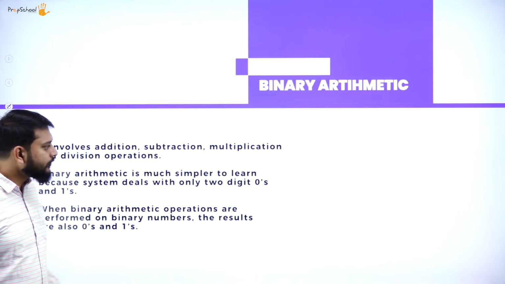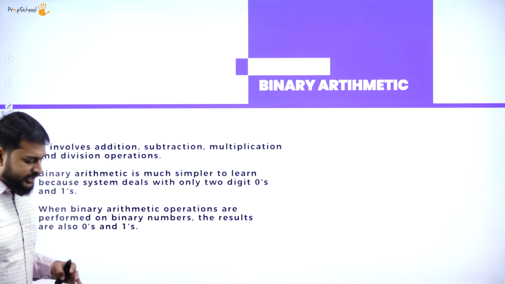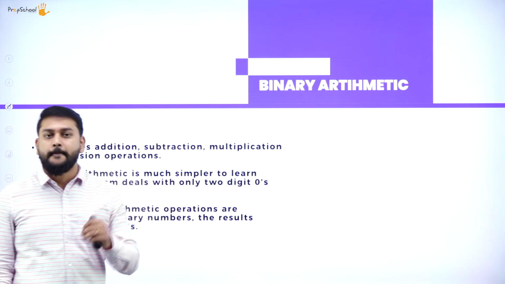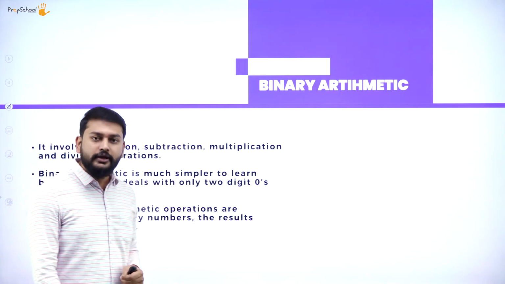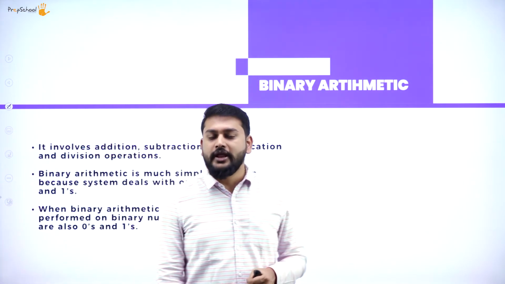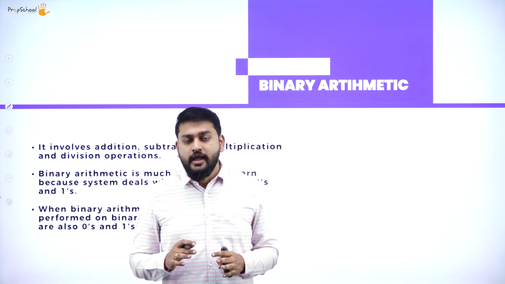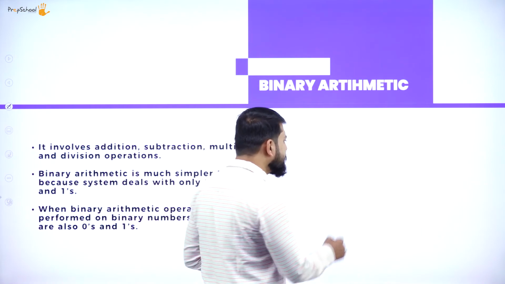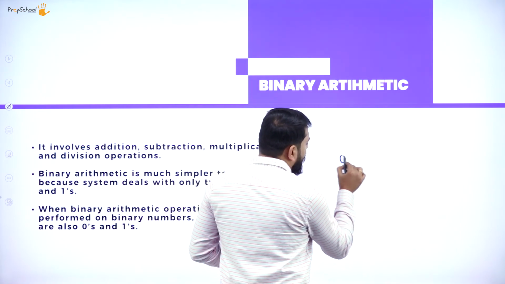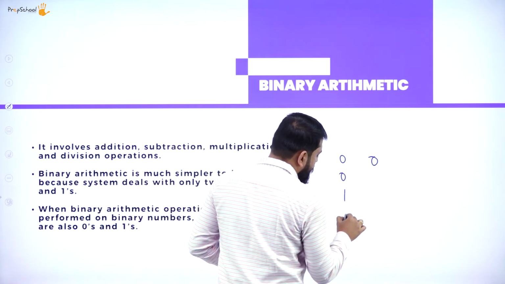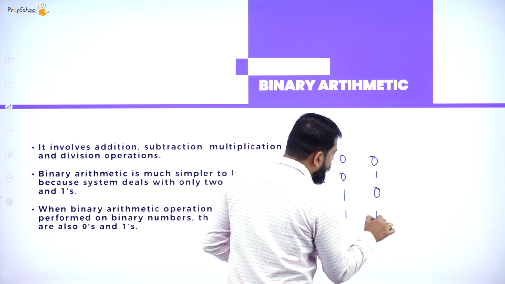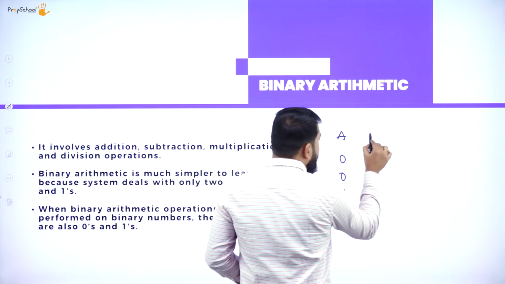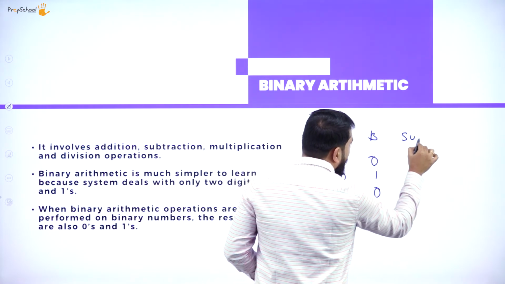All right. So we have binary arithmetic. We can perform all the arithmetic operations with binary numbers. In this session, I will explain how we perform binary addition and binary subtraction. It's very simple. Let's take two values. How do I perform the binary addition for this? Let me just write A, B, and sum and carry.